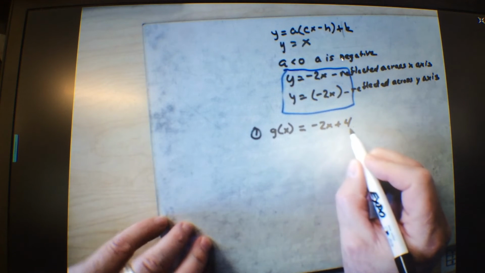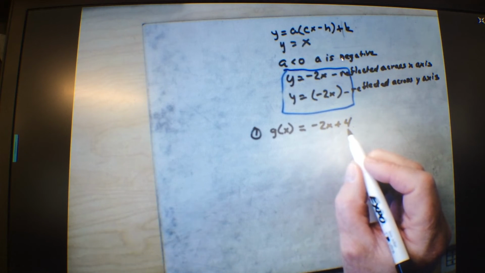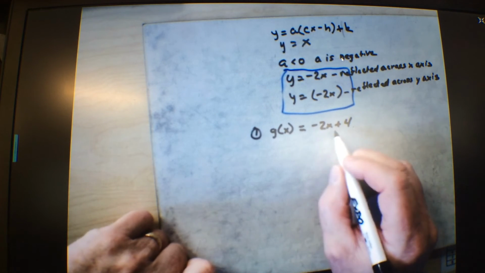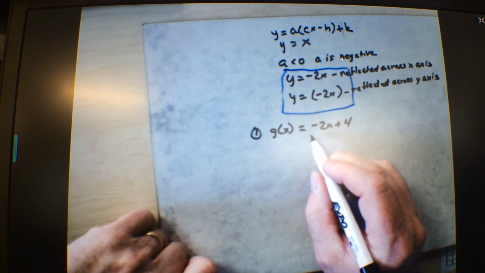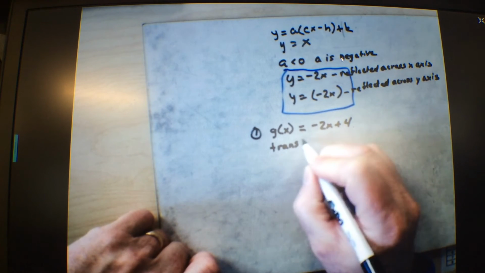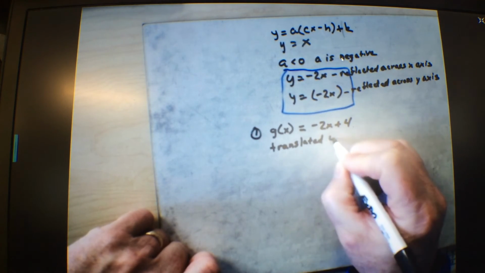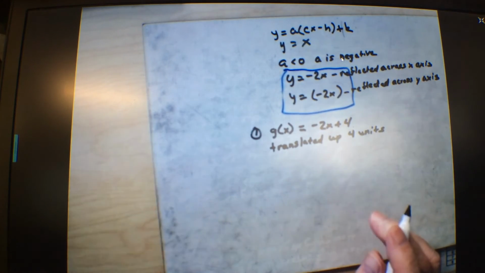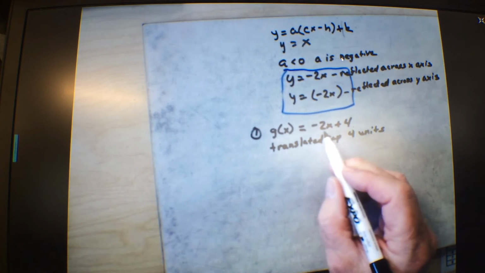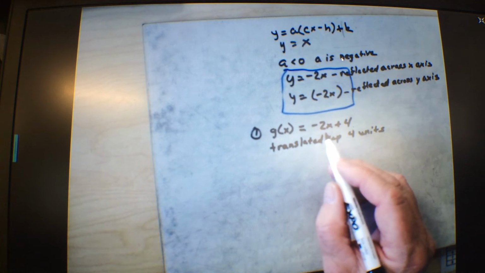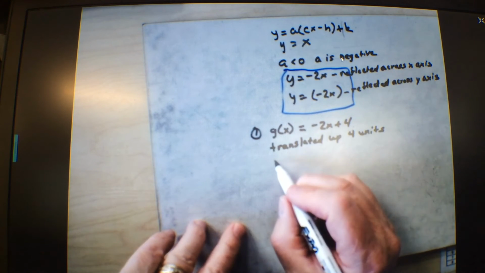What about the +4 out here? Tyra? No. Think about what we talked about today. Braxton? Translated up 2 units. All right, it's translated up 4 units. Do you get that, Tyra? 4 units. All right, well, what about this -2 in front? Ashley? It would be to the right.